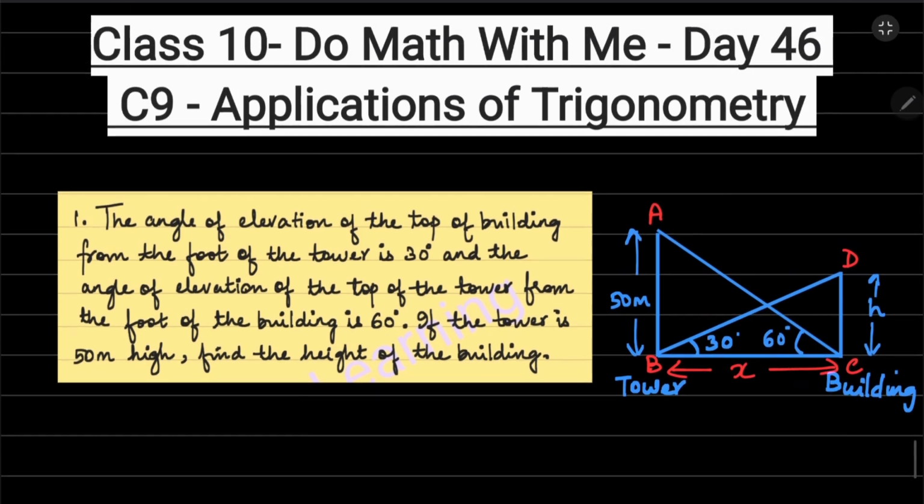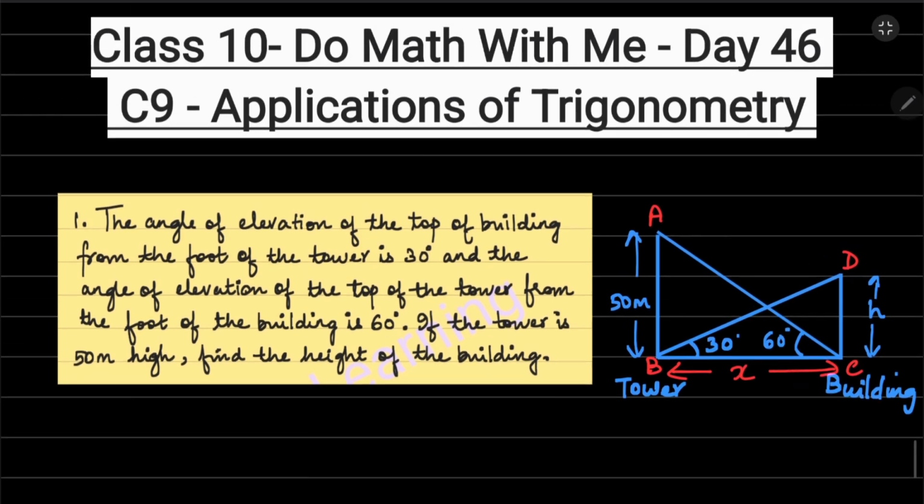So the first thing to do is read the question and draw the diagram correctly, just the way we did. You draw two things, one is the tower and the other one is the building. The angle of elevation of the top of the building from the foot of the tower is 30 degrees, and the angle of elevation of the top of the tower from the foot of the building is 60 degrees. If the tower is of height 50 meter, what is the height of the building? So you have understood the question and drawn the diagram.